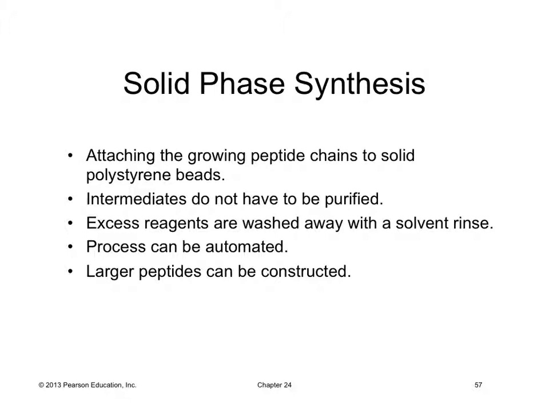Solid phase peptide synthesis. So solid phase uses a polystyrene bead to attach your amino acid and then grow the polypeptide chain from that bead. Intermediates don't have to be purified. Excess reagents are washed away with solvent rinse, and the process can be automated. So you can generate much larger peptides using this strategy.